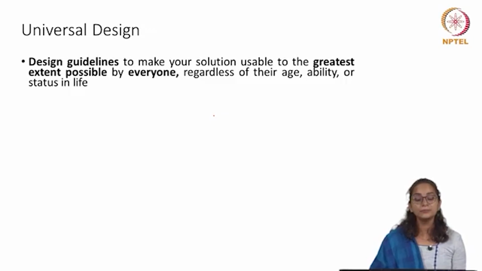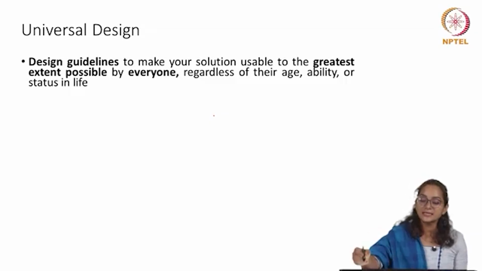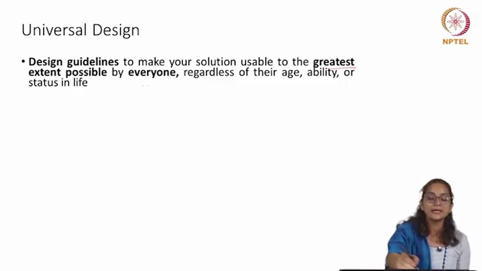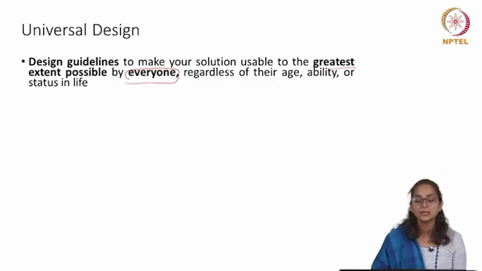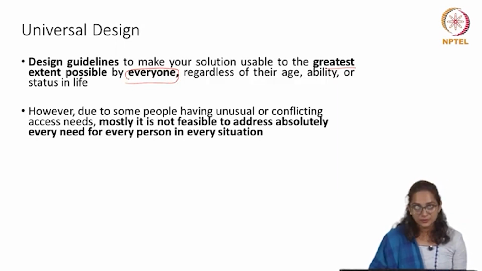Universal design pertains to a set of design guidelines to make your solution usable to the greatest extent possible by everyone. This is an important aspect, regardless of their age, ability, or status. However, what is commonly seen is that some people may have unusual or conflicting access needs, and mostly it is not feasible to address absolutely every need for every person in every situation.